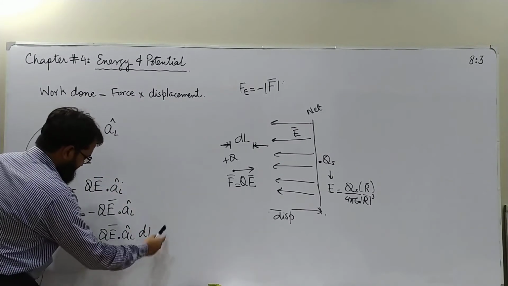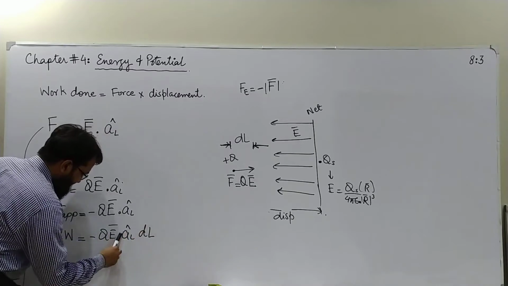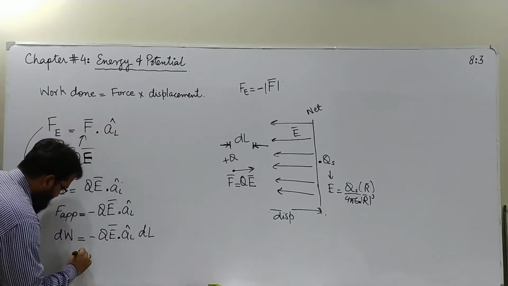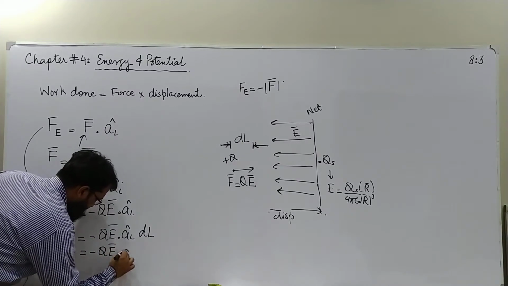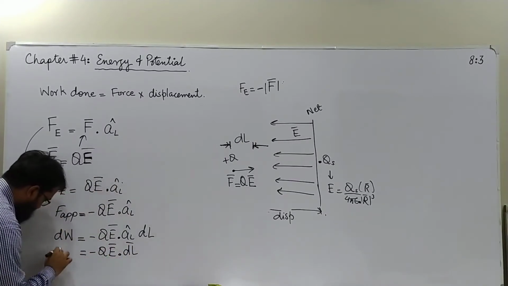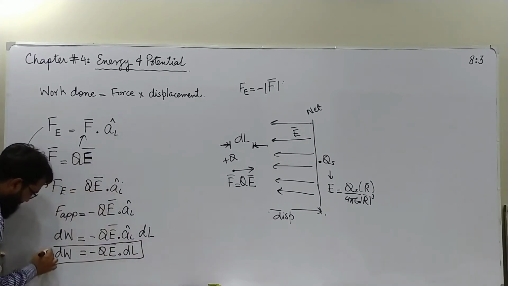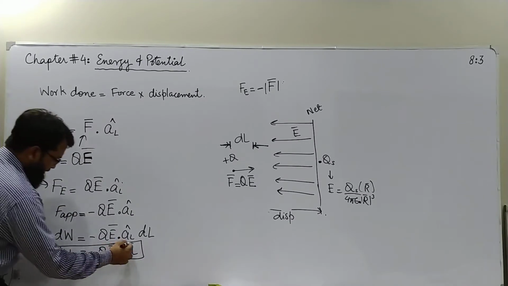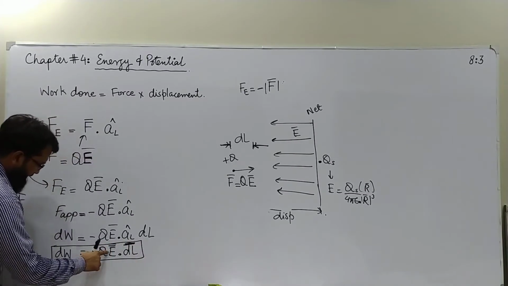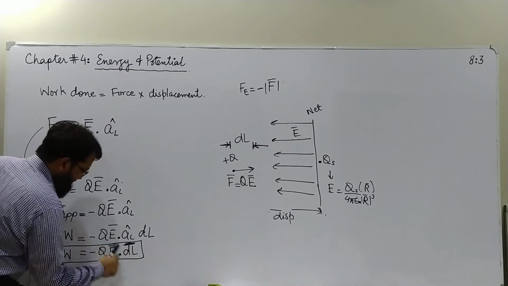So what is this? This is the differential length in vector form: minus q E dot dl. So this much differential work is what I have to do on this charge in order to move this charge in the field by this distance.